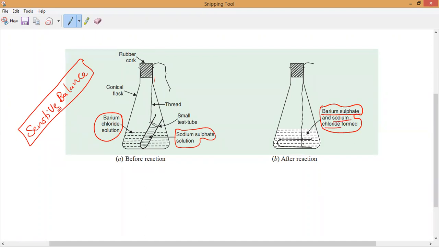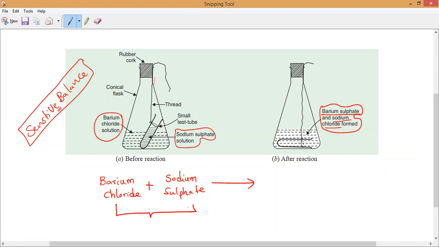sodium chloride is forming. Now let us write this reaction so that you all will understand. First, I am taking barium chloride, reacting with sodium sulfate. These two are called reactants. After the reaction, we will get barium sulfate plus what else?